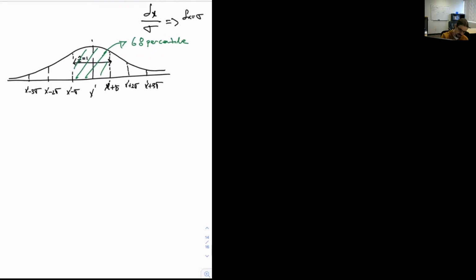If you do sigma equal 2, z equal 2, let's draw it here. Then this is your 95 percentile. I keep saying percent, sorry. 95 percentile. And the last one, let's do a different color, is going to be your 99th percentile.